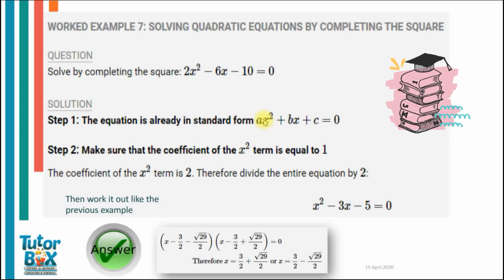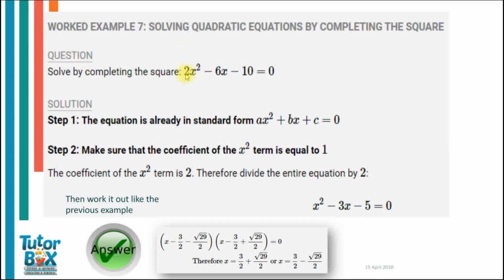So step 1, guys, always make sure that your coefficient here is a 1. But then you see now it's a 2, so you need to get rid of that. Step 2, make sure that the coefficient of the x squared term is equal to 1. The coefficient of the x squared term is 2 in this case, so therefore divide the entire equation by 2, so that here you're left with the 1. Divide by 2, divide by 2, divide by 2, and then now you should get x squared minus 3x minus 5 is equal to 0.